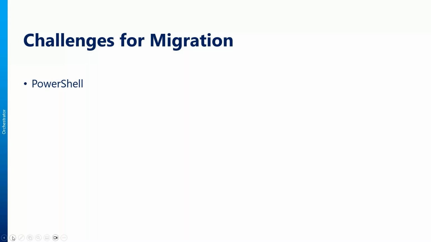So if you're using PowerShell and .NET Script in Orchestrator 2019 or earlier and you're looking to move up, that's something you need to put on your migration test plan: I need to reevaluate all my PowerShell and make sure it still operates once I've migrated my runbooks across.